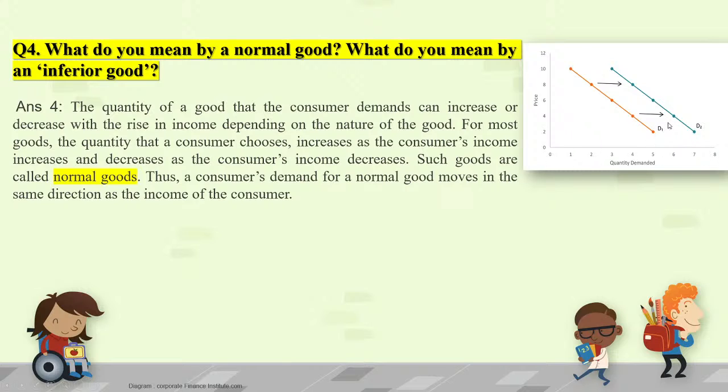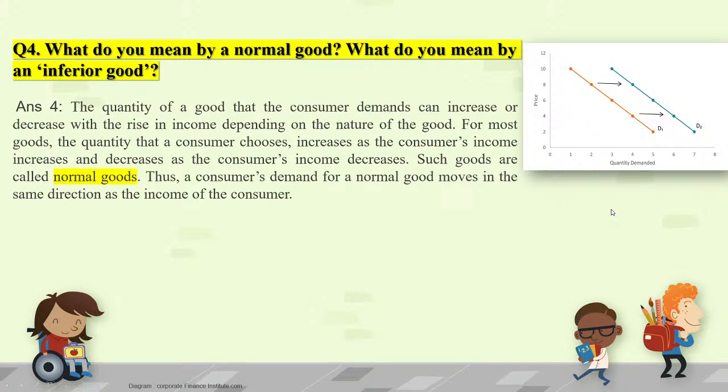And you can see there is an outward shift of the demand function. Demand function D1 shifts to D2, meaning that when the price is increasing, quantity is also going together. This shows that when the income of the consumer is increasing, the demand for that particular good is also increasing. So there is an outward shift from D1 to D2.